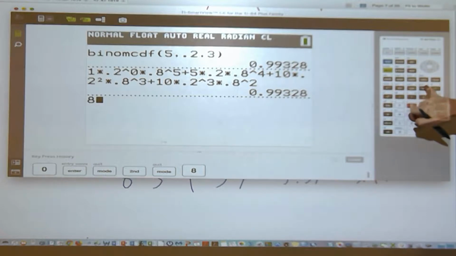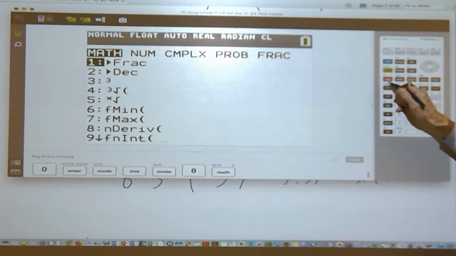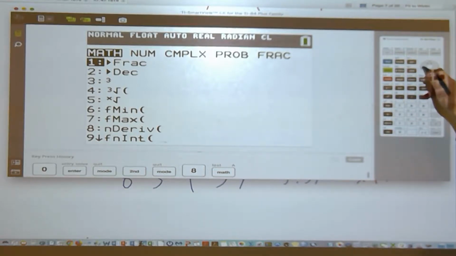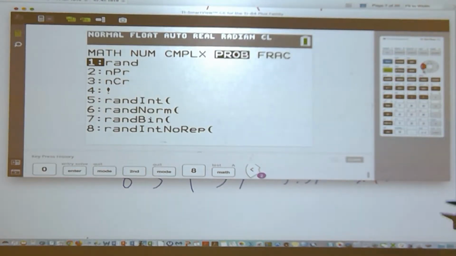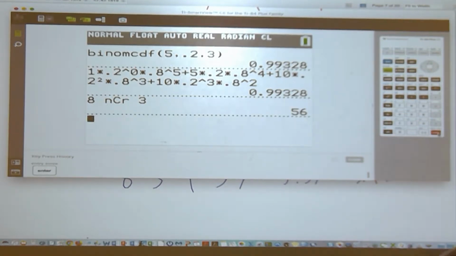and go to your probability menu, which is on math. So press 8, followed by math, and arrow to the probability submenu where you find the nCr command. 8 nCr 3 is 56.